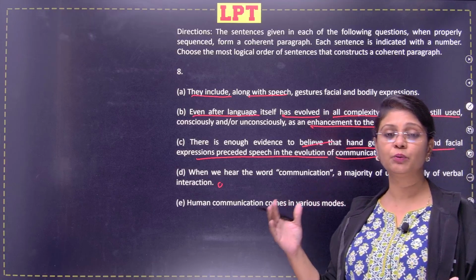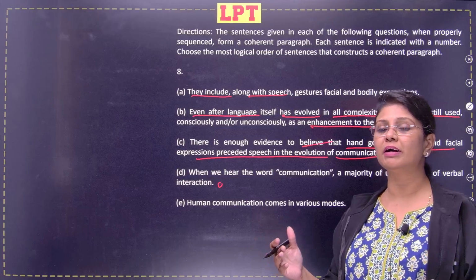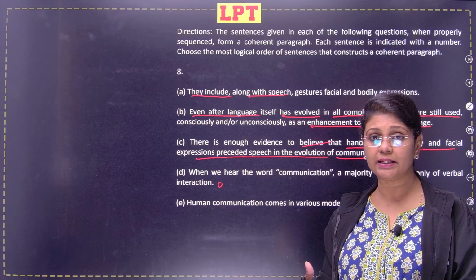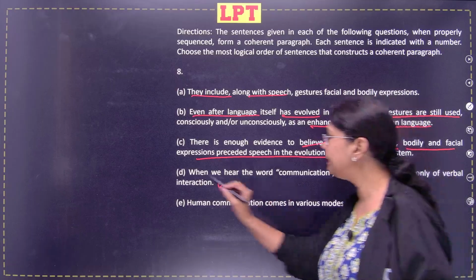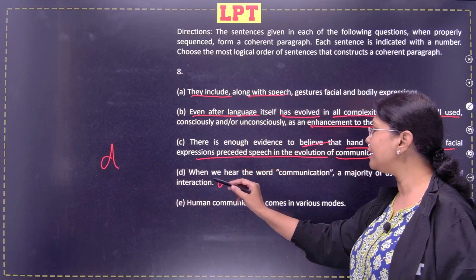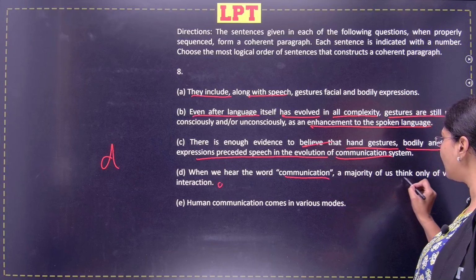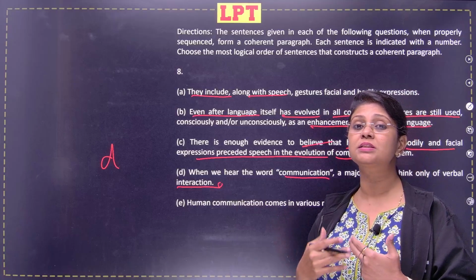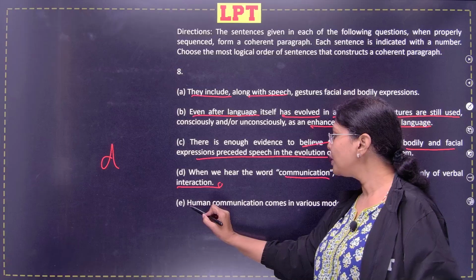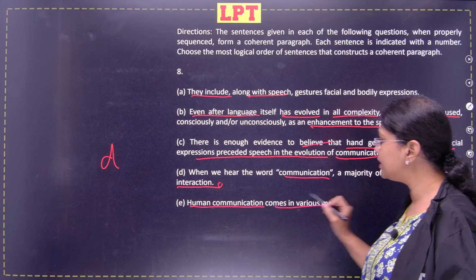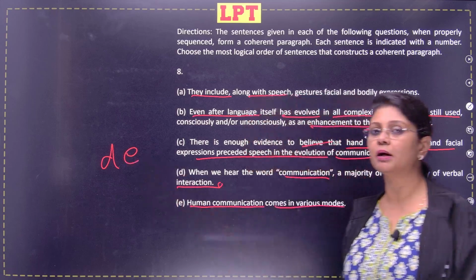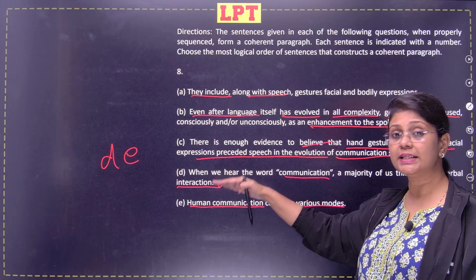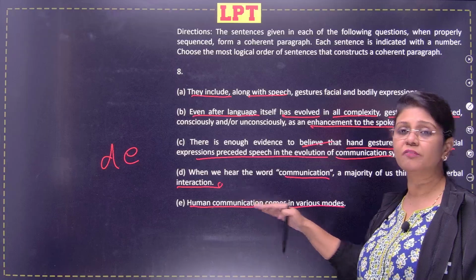Now, once you have read the 5 sentences, I'm sure you would have understood that out of these sentences, the one that is starting on an idea or introducing an idea is sentence number D. So D says when we hear the word communication, a majority of us think only of verbal interaction. It is giving you a point to start a discussion. Then it says human communication comes in various modes. So you have D and E coming up here. So you introduced communication in the D sentence. Then you talk about the modes of human communication.